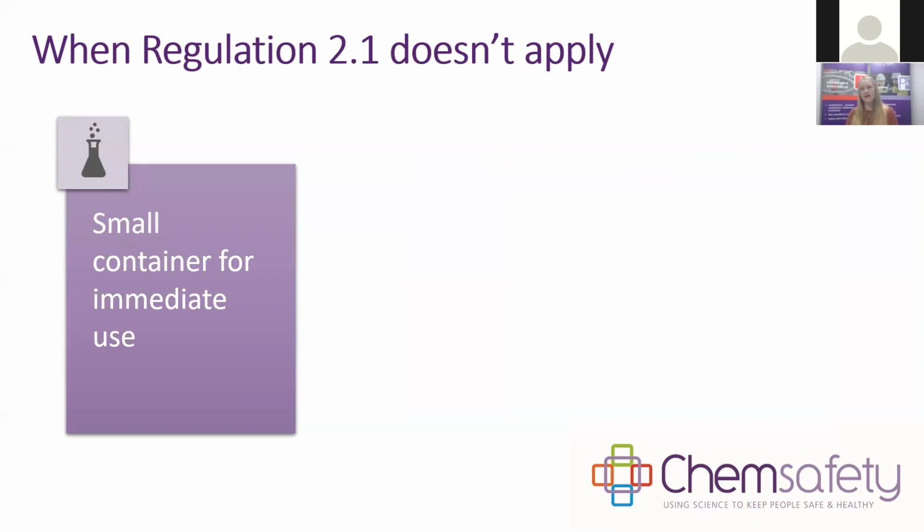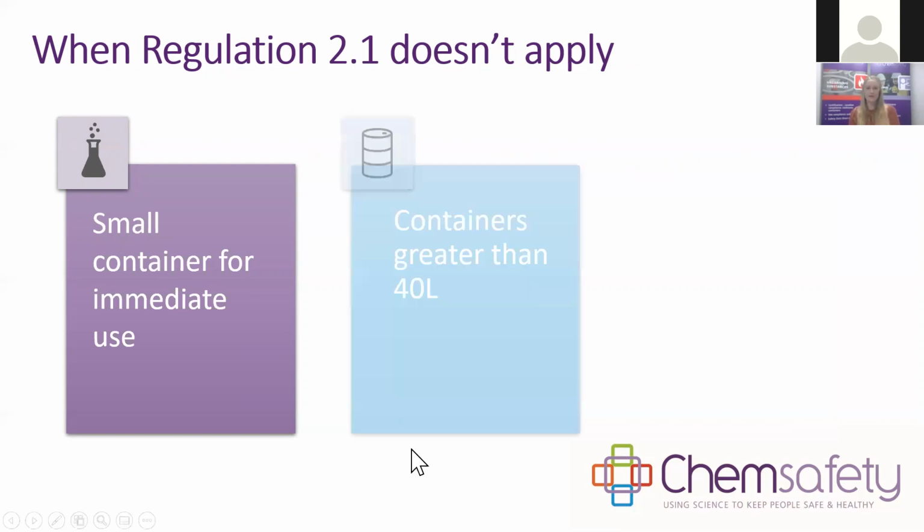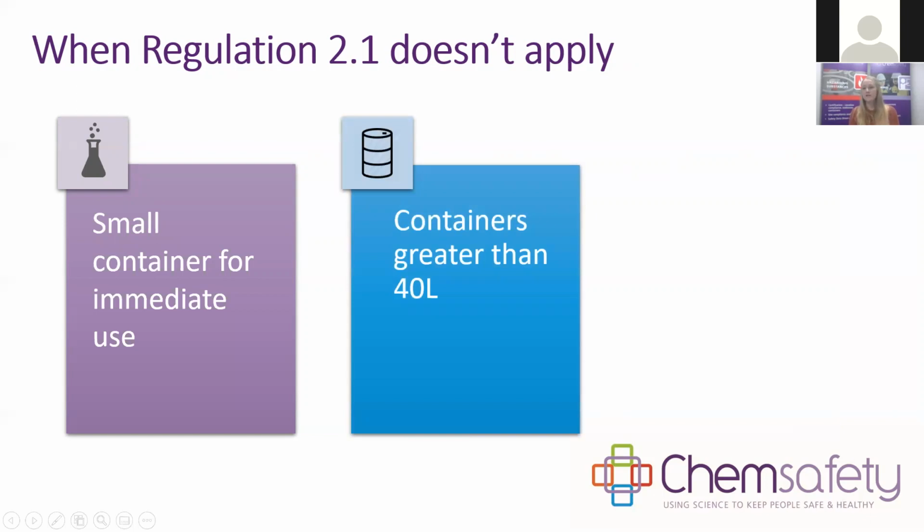And the example for this is that I'm putting a substance into a measuring jug, transferring this elsewhere, and then cleaning the jug immediately after I've used the product. For containers greater than 40 litres, if you're decanting a substance into a container greater than 40 litres, then the full labelling requirements as specified in the EPA labelling notice apply.